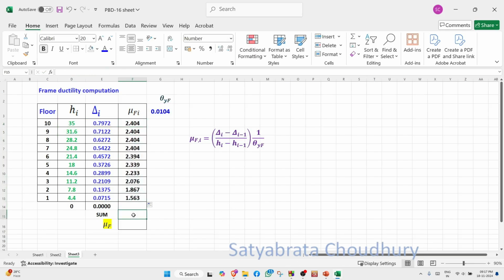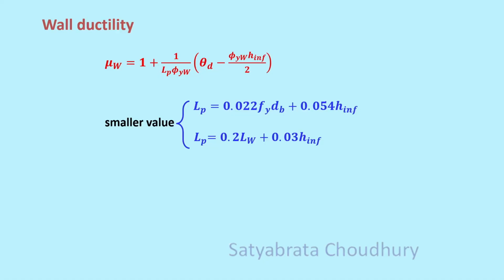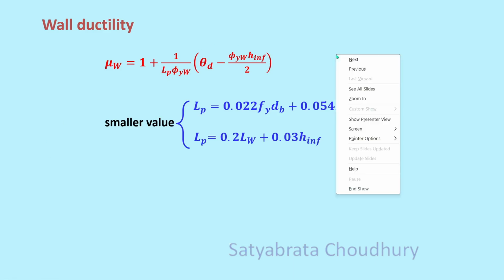Yes, so now we make the sum of this, and the average of this we shall take equal to the sum divided by number of stories, which is 10. So 2.209. Let us remember this value 2.209 as the frame ductility value. Now we calculate the wall ductility. For wall ductility we have a formula.